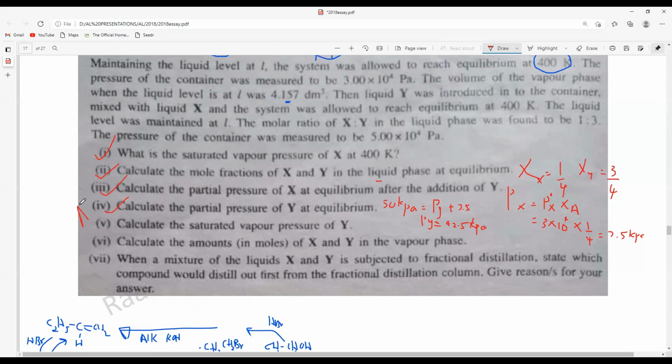So it is again the reverse now, because you know Py is equal to P naught Y XY in the liquid phase. So Py you know now, 42.5 kilopascal. P naught Y you don't know, but you know XY, which is 3/4. So 3/4 times P naught Y will be equal to Py, which is 42.5 kilopascal. So you can automatically find P naught Y here. Okay, so these are very simple things.